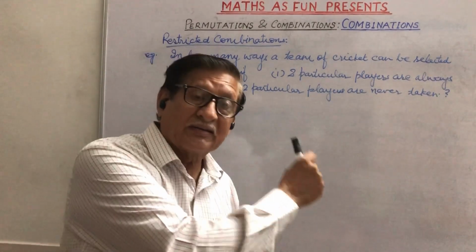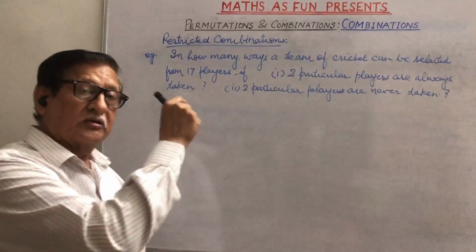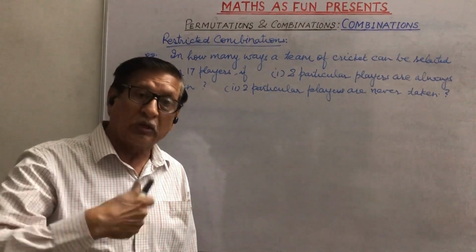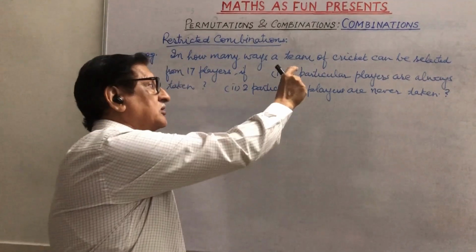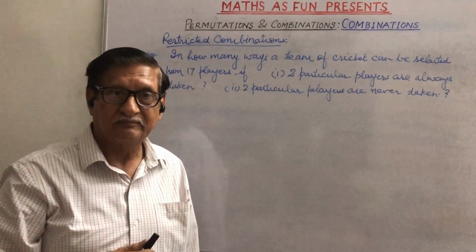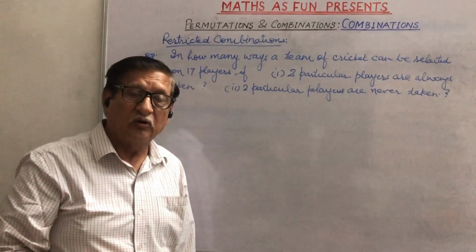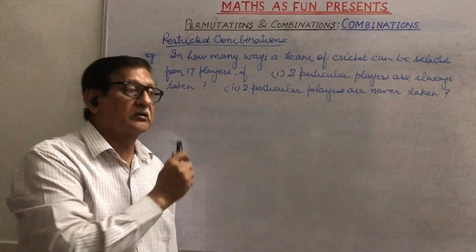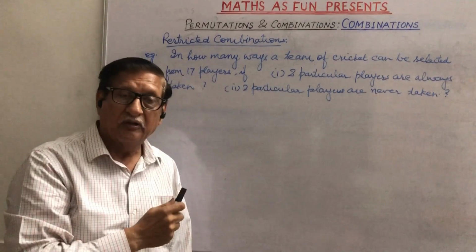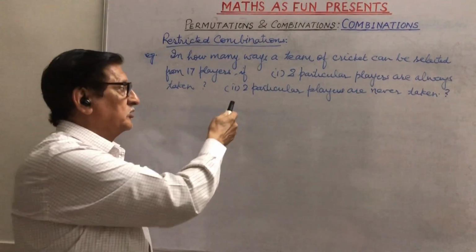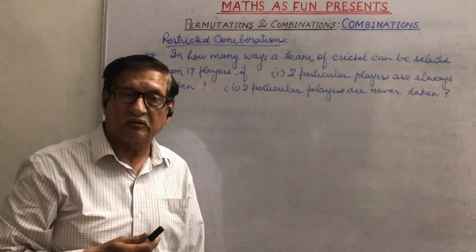Here we will take some examples, and with that we will understand if this type of particular restrictions are given, how to apply that, and we can also convert them into the formula. See, the example is, in how many ways a team of cricket can be selected from 17 players if number 1, 2 particular players are always taken, and number 2, 2 particular players are never taken.